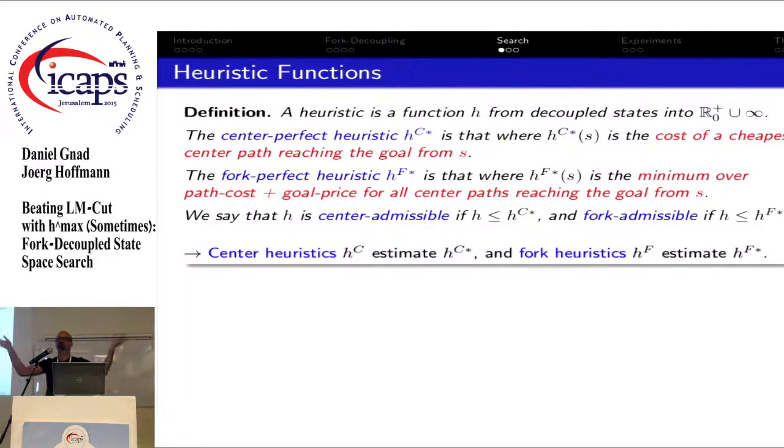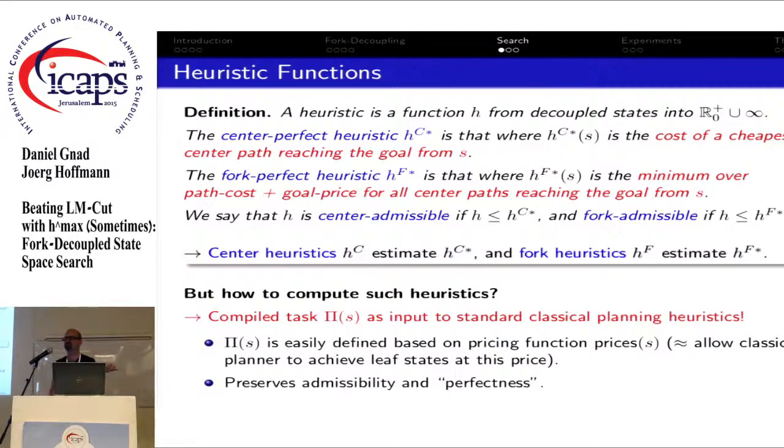I'm willing to live with the leaves paying more than they would need to. I just care about my own cost, whereas the fork heuristic estimates the remaining cost of the whole thing. How can we get those heuristics? I'm going to skip those details. We just compile into classical planning.